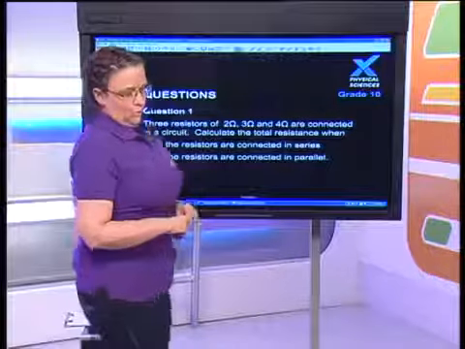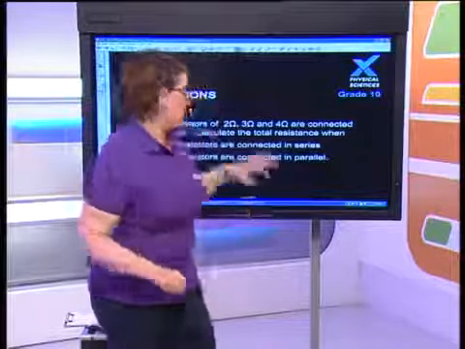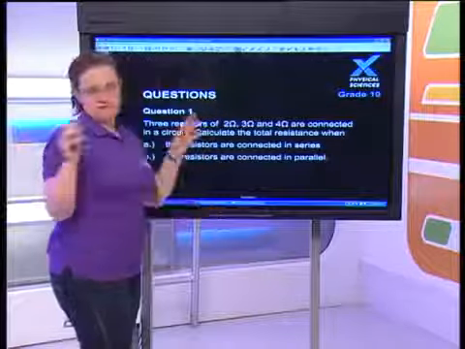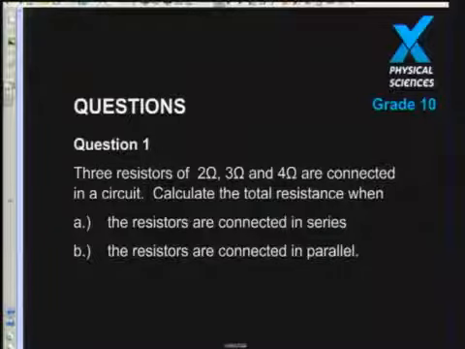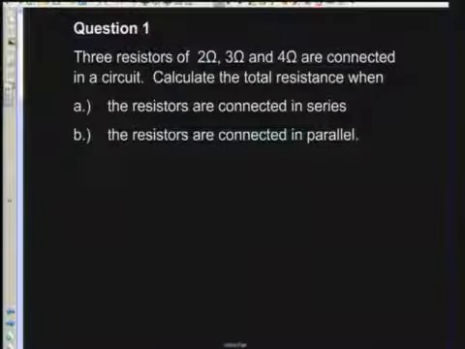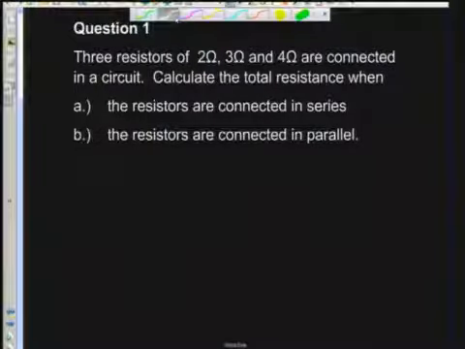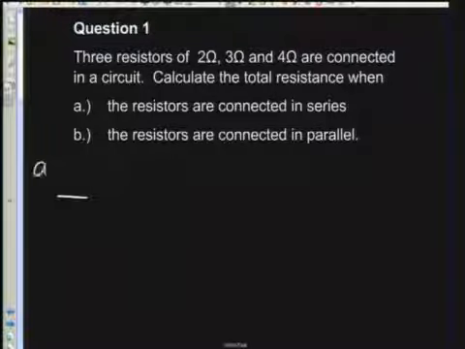Now, in this question, we're going to do a quick question. We have 3 resistors, 2 ohms, 3 ohms, 4 ohms, connected in 2 ways. We're going to calculate total resistance for both of these. The first one says to calculate the total resistance when they are connected in series. So if we draw a quick diagram, I like to draw diagrams, it makes it easier. This is for part A.